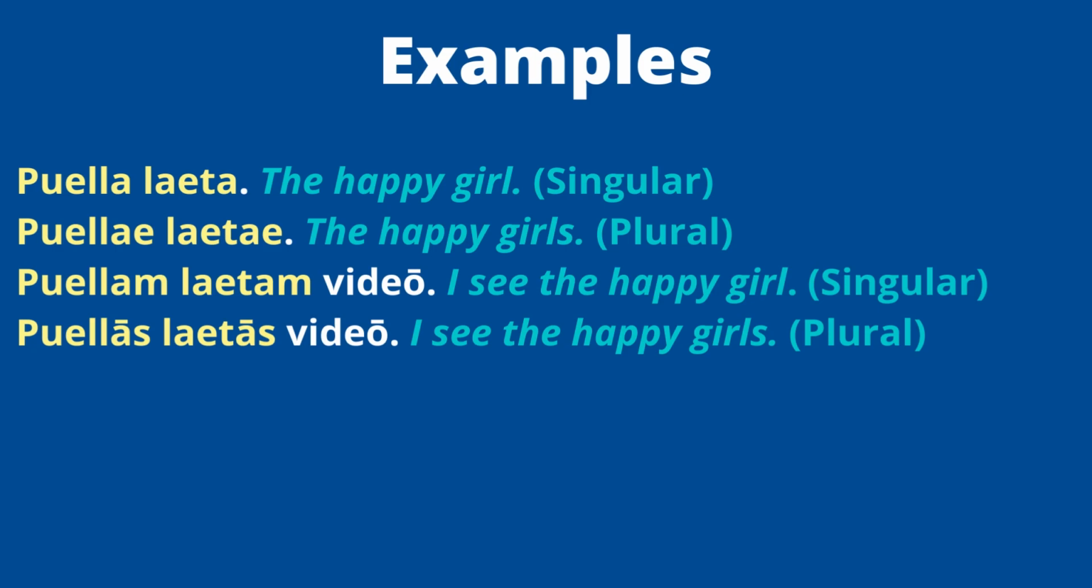Same thing down below, just a different case. These are accusative. You have puellam laetam video. I see the happy girl. Would become puellas laetas video. I see the happy girls. Again, the idea here is that the adjective happy is changing its ending depending on the noun, which is puella, the girl, right? And it'll change to match whatever the case and the number are. That's what it needs to be.